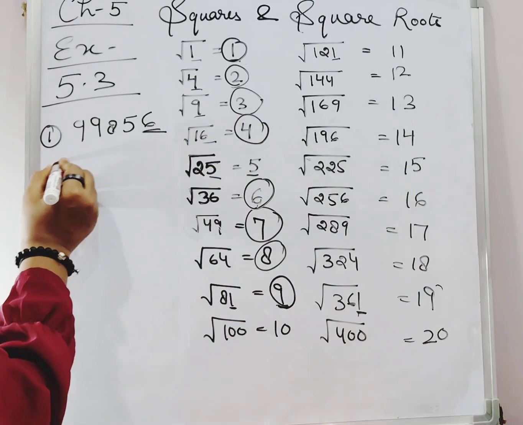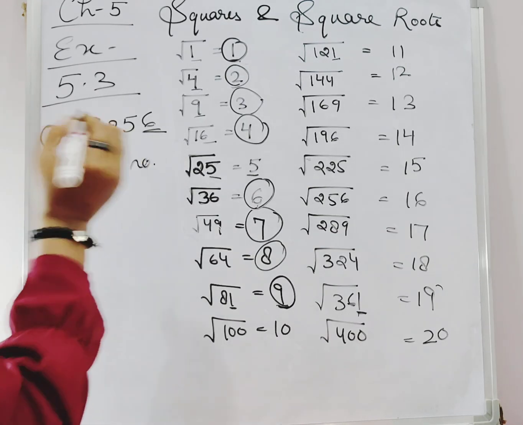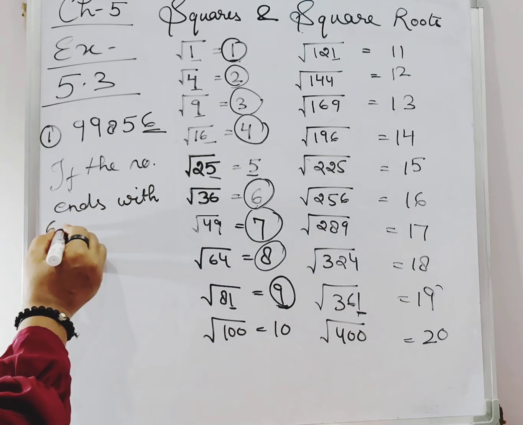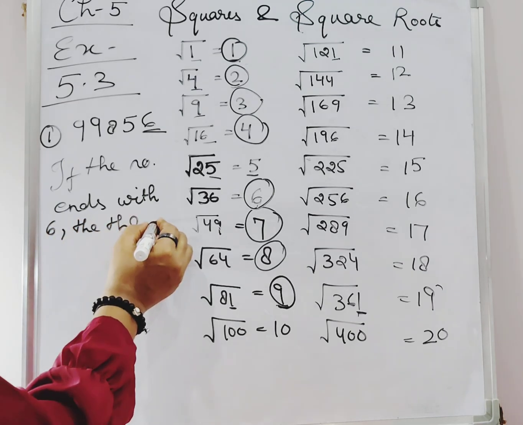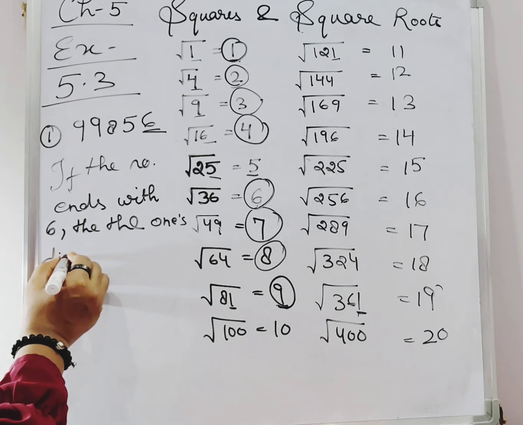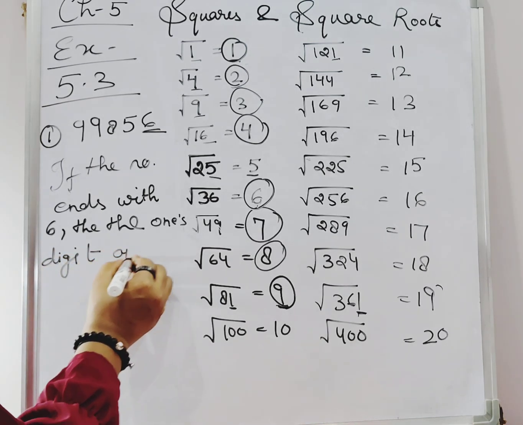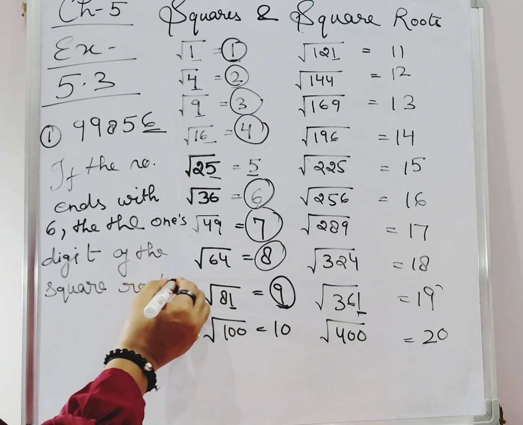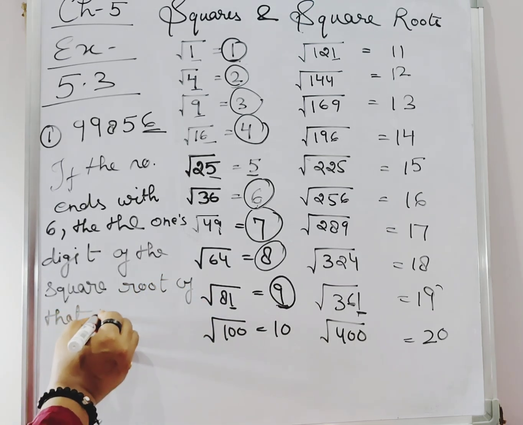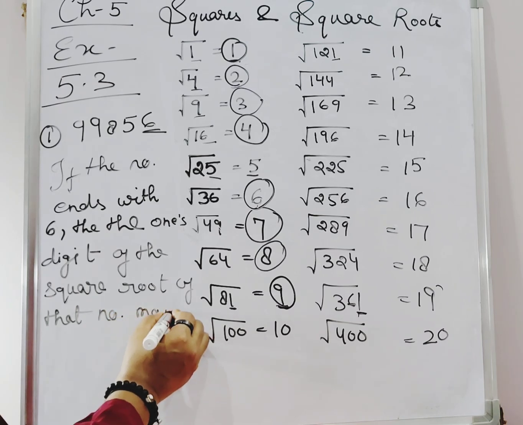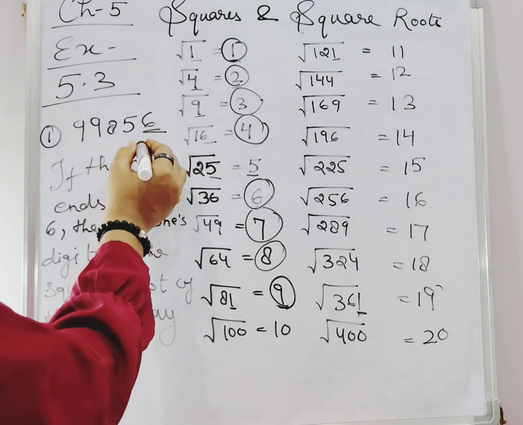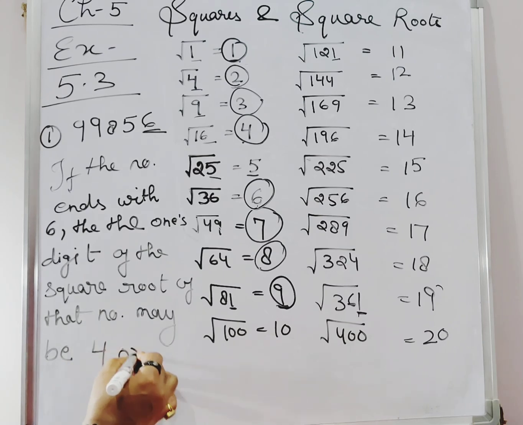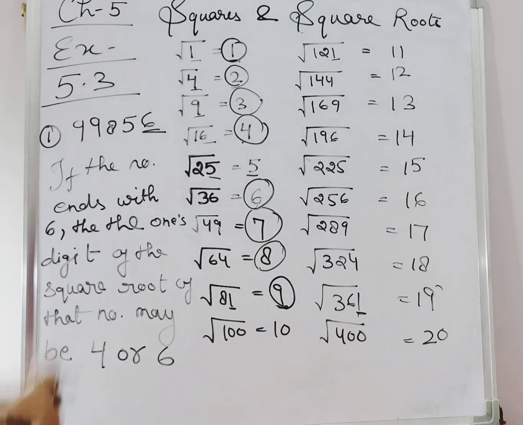Either 4 or 6. So you will be writing in the language: if the number ends with 6, then the ones digit of the square root of that number may be 4 or 6. Get it? You have to write that language.